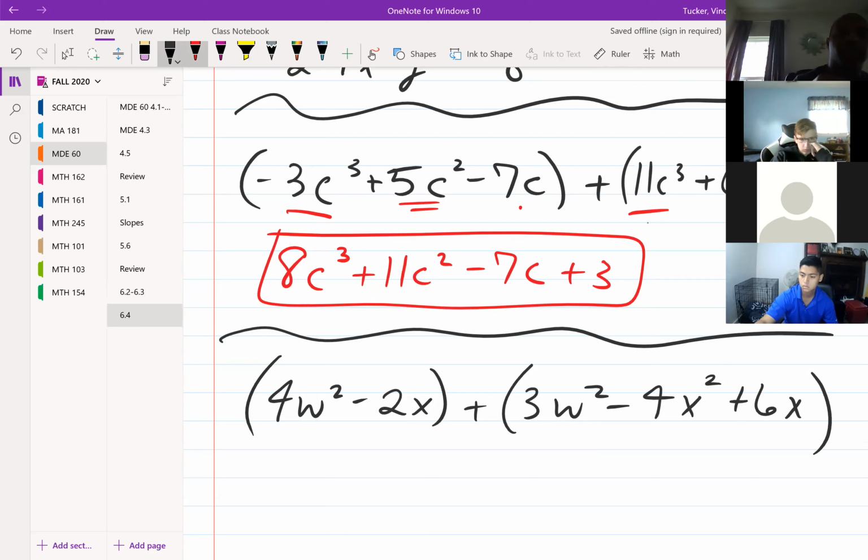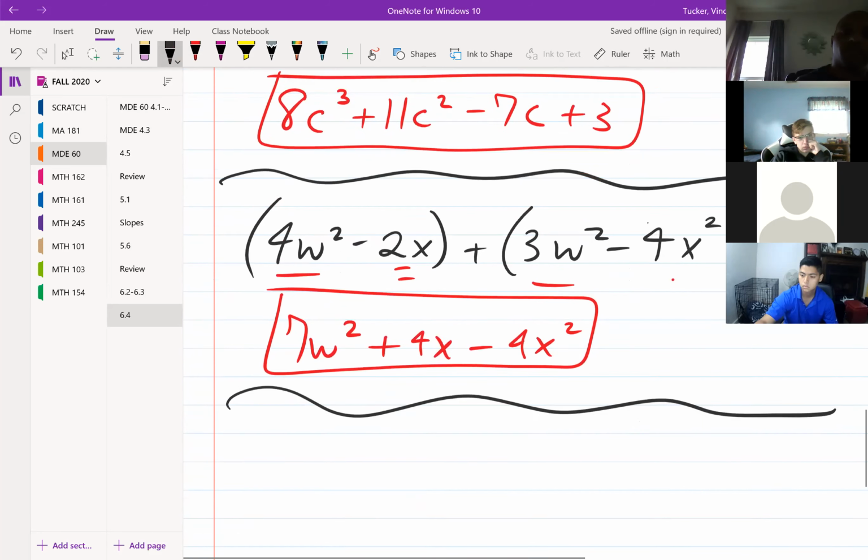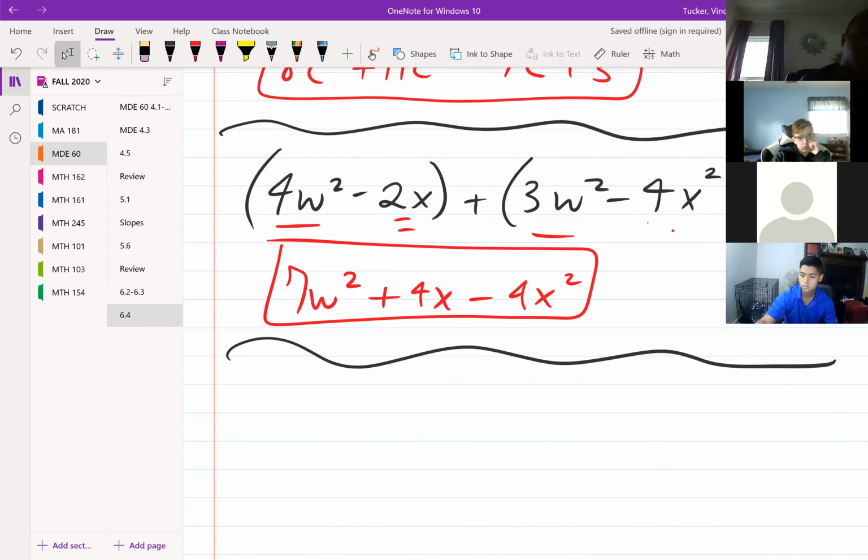All right, so combine your like terms. 4w squared plus 3w squared is 7w squared. Negative 2x plus 6x is a plus 4x. And then that negative 4x squared, just bring it down to the bottom. All right, questions, any questions?